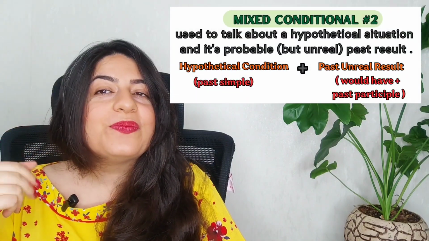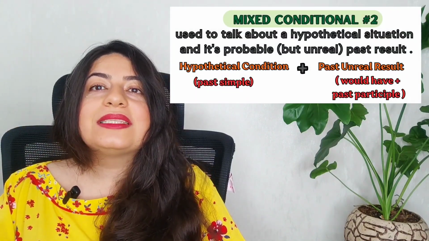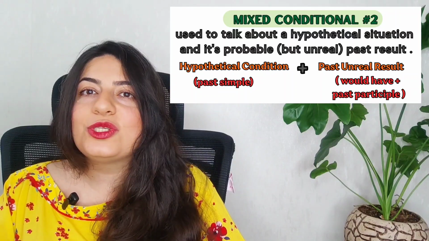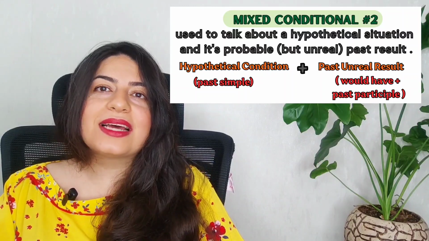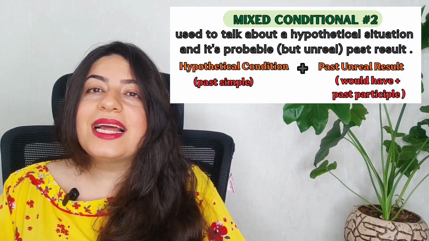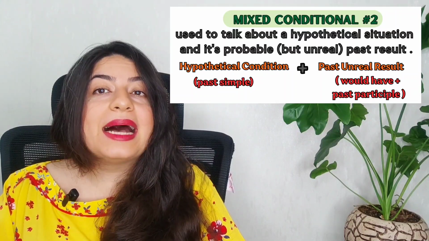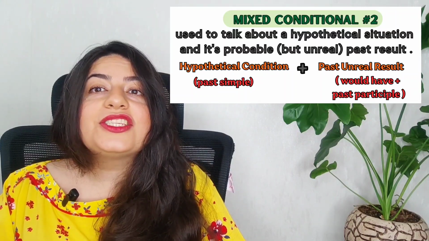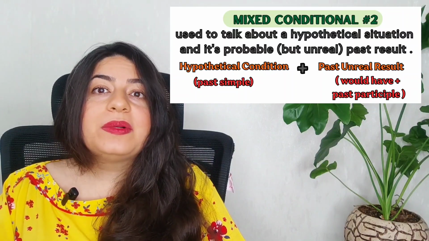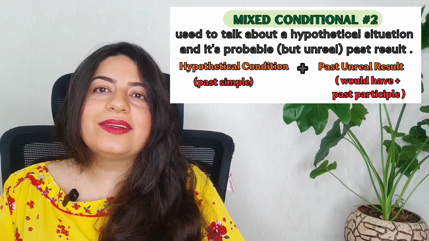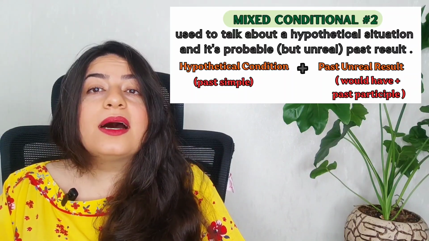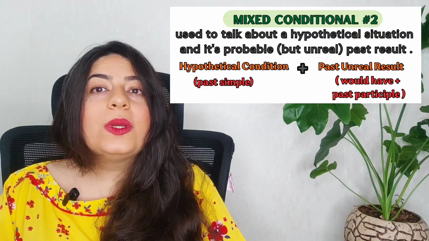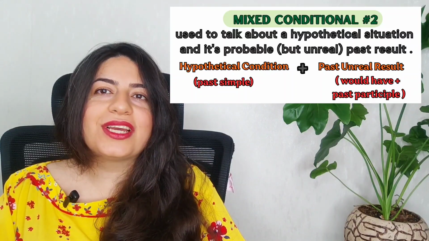Now, let's have a look at mixed conditional number 2. And we're going to use this to talk about a hypothetical situation and its probable but unreal past result. So for the hypothetical condition, I'm gonna use the past simple. This is the condition in the second conditional, plus the past unreal result, in which case I'm using would have plus the past participle, which is the result in the third conditional.